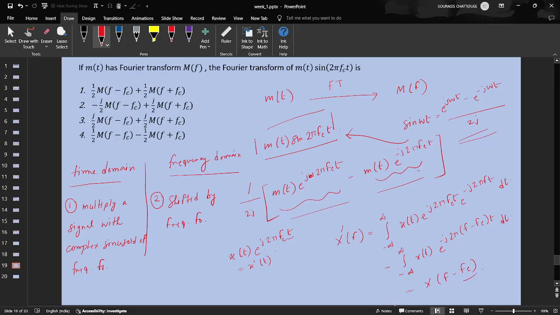So when you multiply in the time domain by a complex sinusoid, the frequency domain representation of the altered signal x dash is nothing but a shifted version of the original signal by a frequency fc, which is the frequency of the sinusoid. Similarly you can see from here, I'll introduce a slide here and explain.